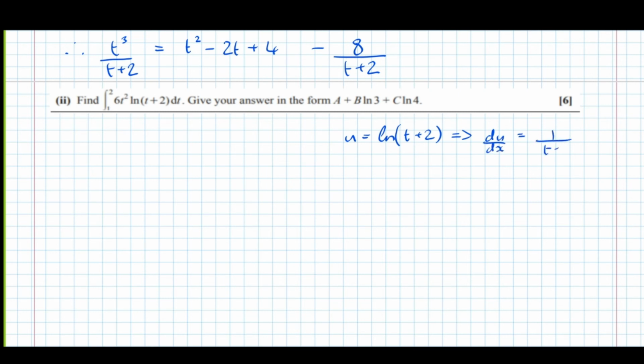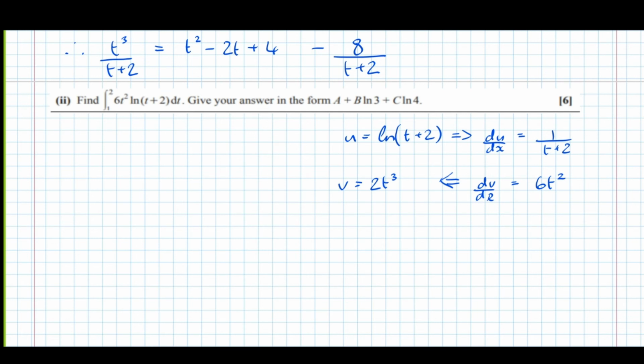One over t plus 2 times the differential of what's in the bracket, which is 1. So they've tried to catch us out by writing it in a different order. Your gut reaction would be to let u equal the first thing and dv by dx equal the second thing. Not always the case, as this question and a couple of previous ones we've done have illustrated. So dv by dx now equals 6t squared, which means that v equals 6t cubed over 3, so 2t cubed.